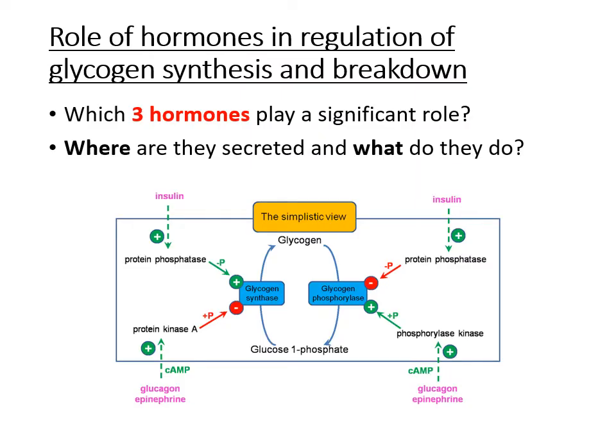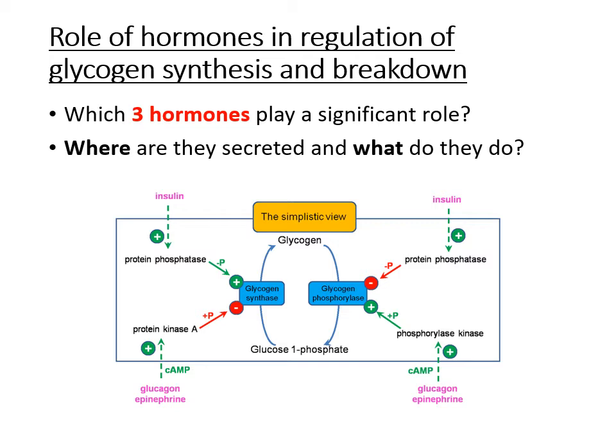Okay, so now I want to go over hormones that can regulate glycogen synthesis and breakdown. And the 3 hormones that we're going to focus on are really important for not just this class, but for a lot of the other classes you'll take, and even for graduate studies that a lot of you may end up going into. The three hormones are insulin, glucagon, and epinephrine.